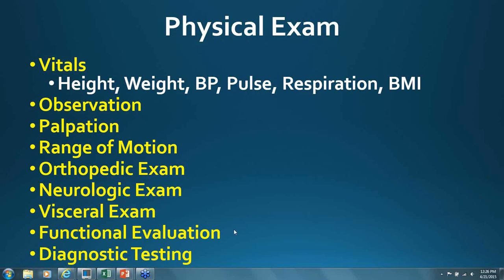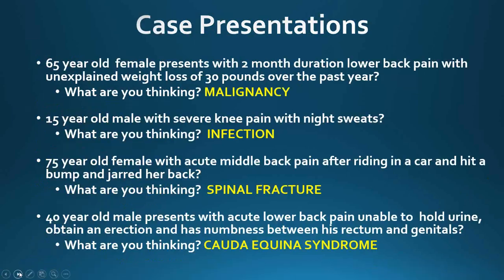All right, so as we go to the answers there, the first question was the 65-year-old female that presents with 2 months duration lower back pain, unexplained weight loss of 30 pounds over the past year. The answer to that is malignancy. Now, the one thing that I will tell you is that some people that have pain and are losing weight, it may be an intended weight loss, so it's important to ask that question. But even if it is intended, we still want to probably raise a red flag here.